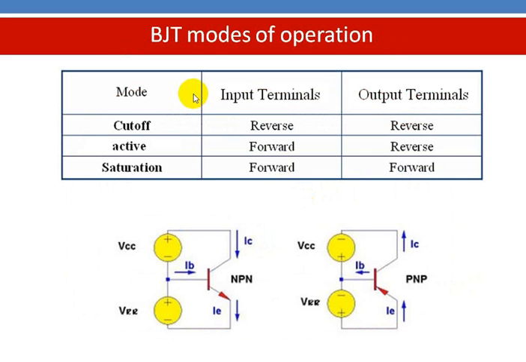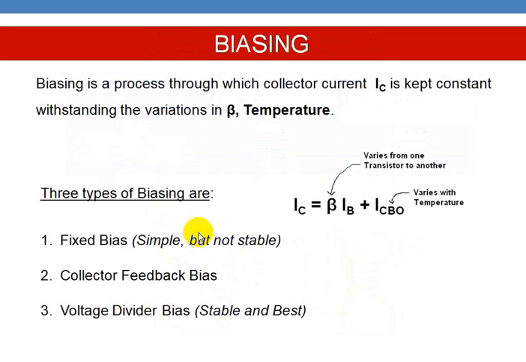Coming to the modes of operation, it can operate in three different modes. Cutoff mode: the transistor is in the off state, both junctions are reverse biased. When it is operating in the active region, the input junction is forward biased and the output junction is reverse biased. When it is operating in the saturation region, the device will be fully conducting, both junctions are forward biased. So here the polarity is shown. That is the polarity of voltage connected across the collector-base junction and base-emitter junction for PNP and NPN transistors.